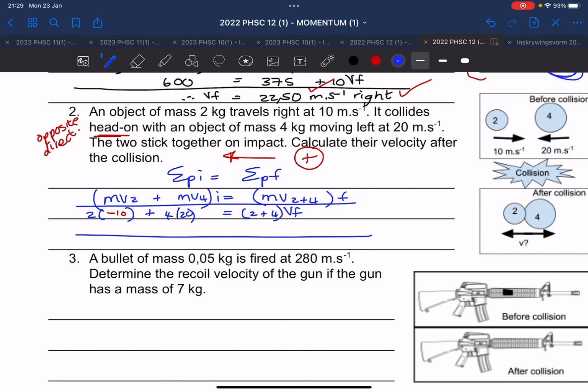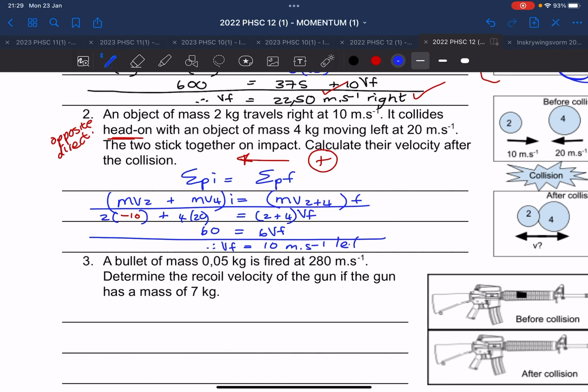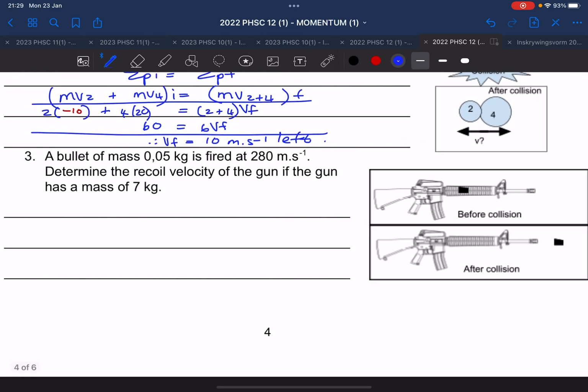So on the left-hand side, I have 60. And here I have 6 times the final velocity. And the final velocity is thus 10 meters per second. Alright, and because I get a positive answer and because I chose to the left to be positive, this is thus to the left. Okay, last one there.